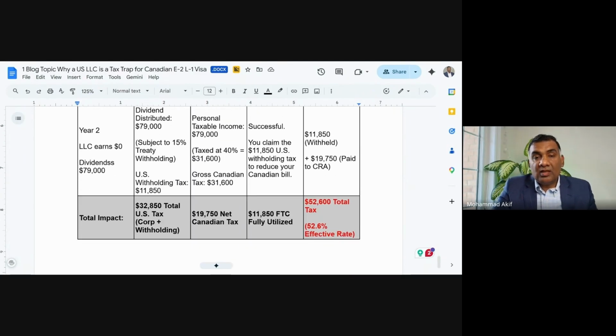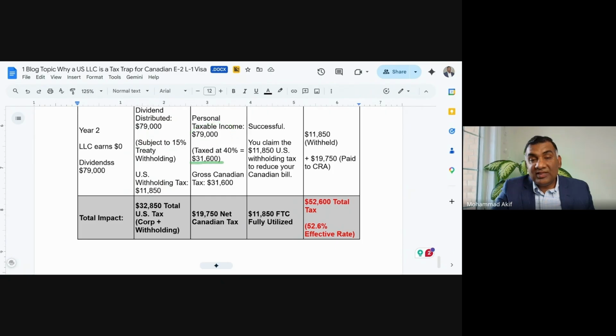In year 2, the company distributes 79,000. We have a 15% tax treaty rate that gets applied. The only tax we're paying is $11,850. The same 79,000 is being reported because it's a dividend to the person that owns the corporation. The same dividend gets reported on the Canadian side. The tax on the Canadian side is 40%, which is 31,600.